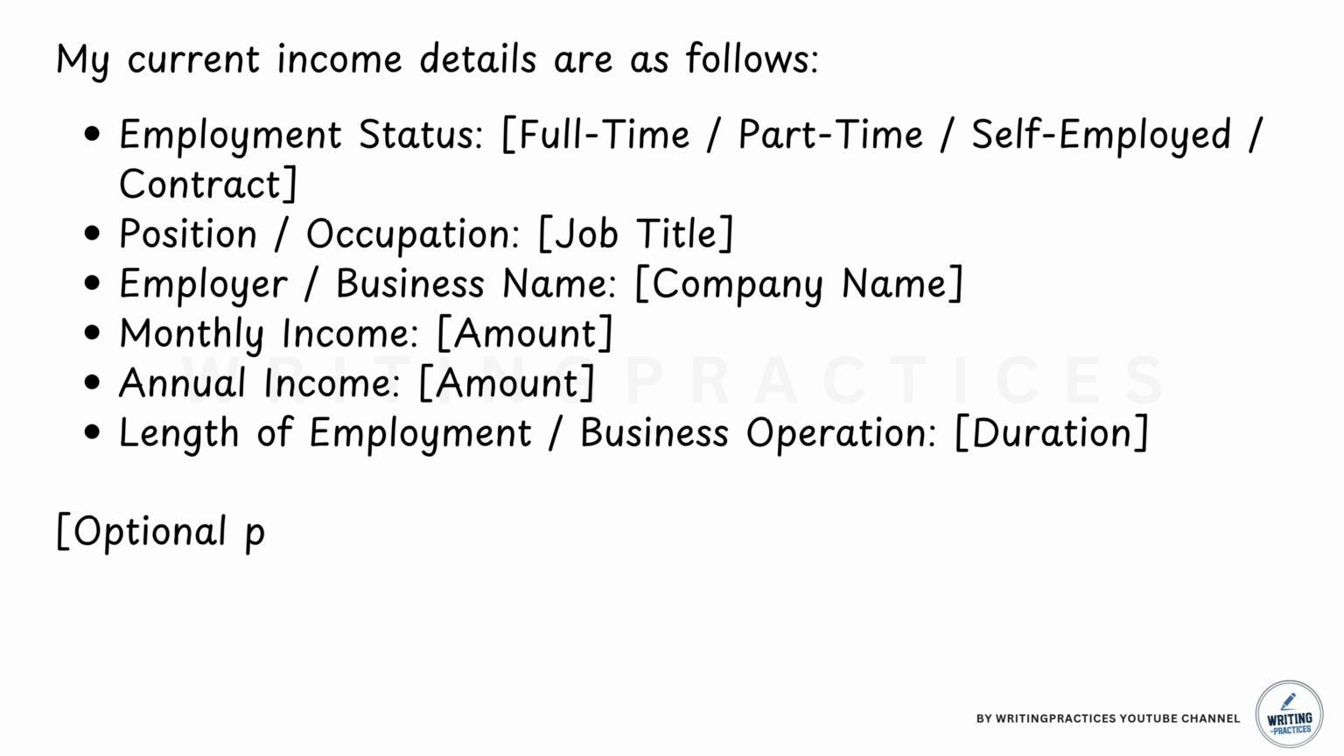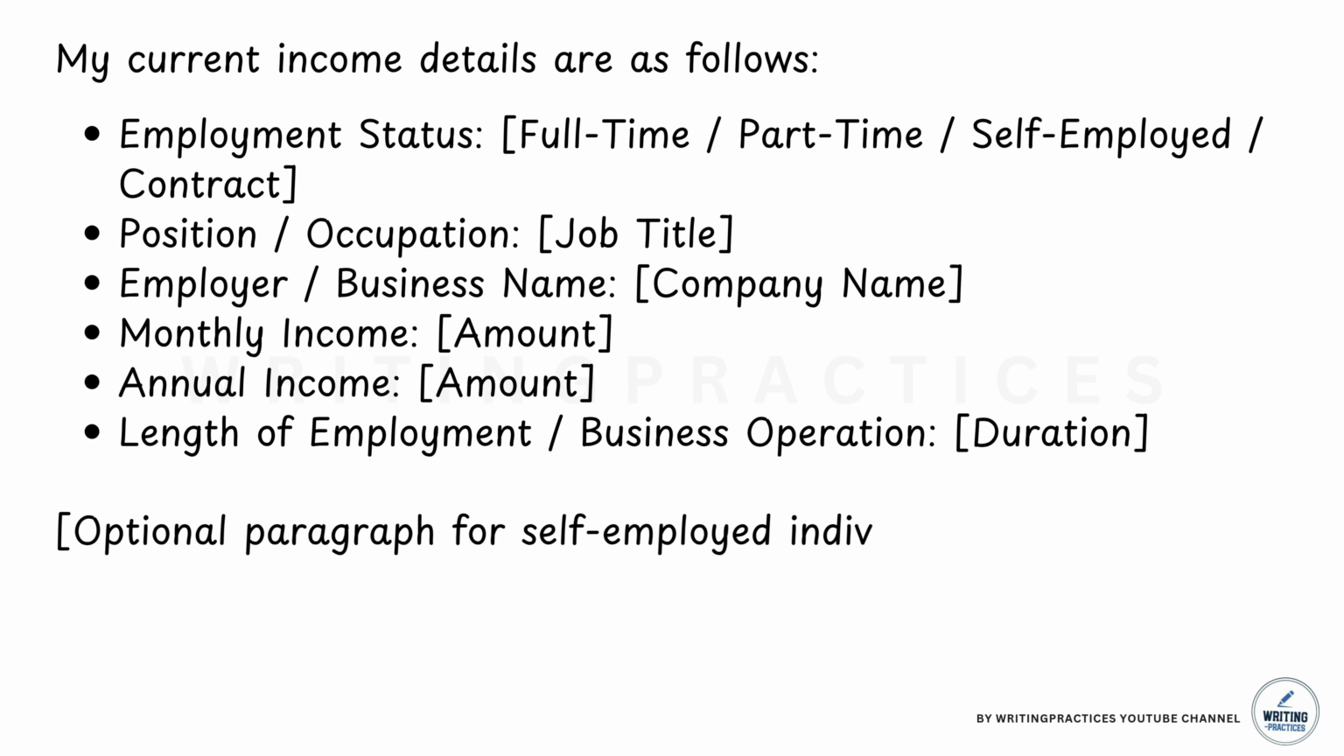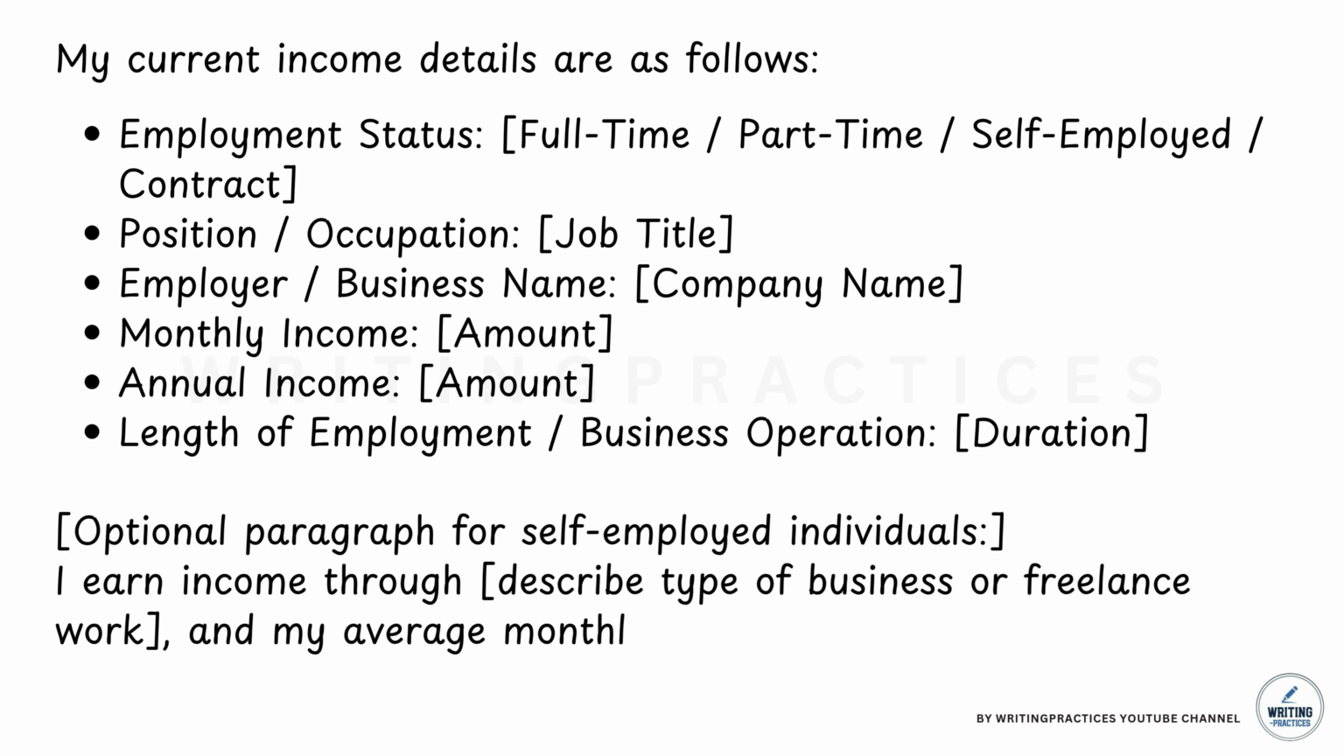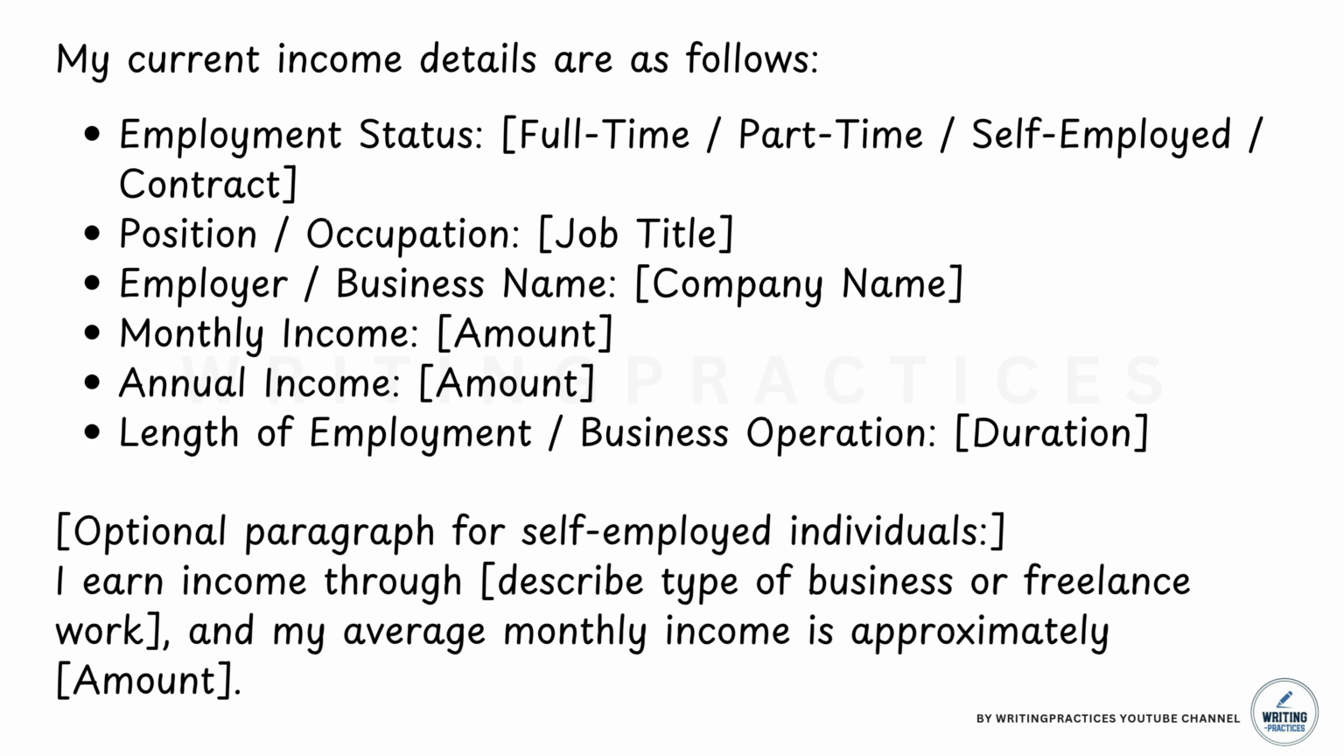Optional self-employment paragraph. This section applies to self-employed individuals or freelancers. For example, I earn income through freelance graphic design services, and my average monthly income is approximately $4,800. This helps explain non-traditional income sources. Tip: self-employed individuals should maintain organized financial records and tax documentation.